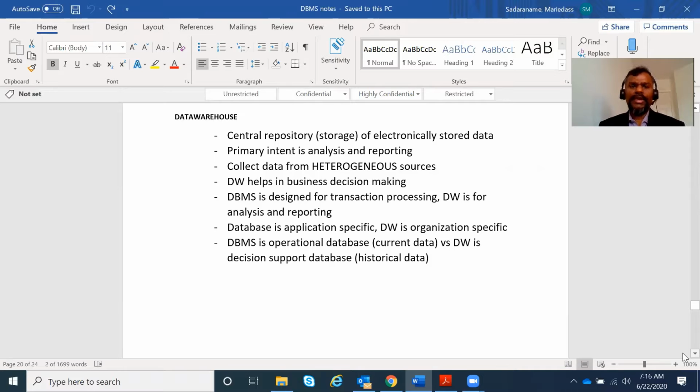If you have to write about a data warehouse, I know you have 2 mark and 5 mark questions about explaining a data warehouse and some applications of it. It's basically a central repository. Repository means a storage of electronically stored data. The moment I use the term repository, it means it's a big place, a central storage place. So a data warehouse is basically a central repository of electronically stored data.